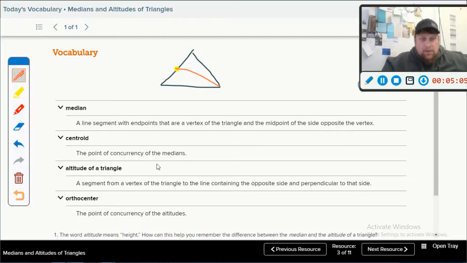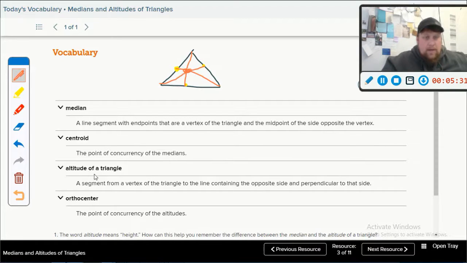And we have a centroid. Well, if I were to draw these three medians, which we're going to get into in the next few pages, but this is the simplified version. If I draw all three median lines, they're going to meet at one center point. That point of concurrency, right? That's where those lines are concurrent, is going to be called the centroid.